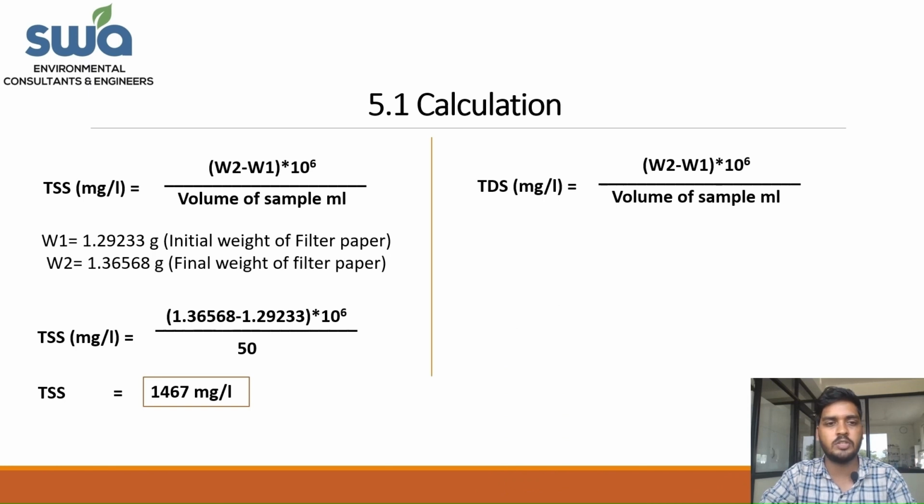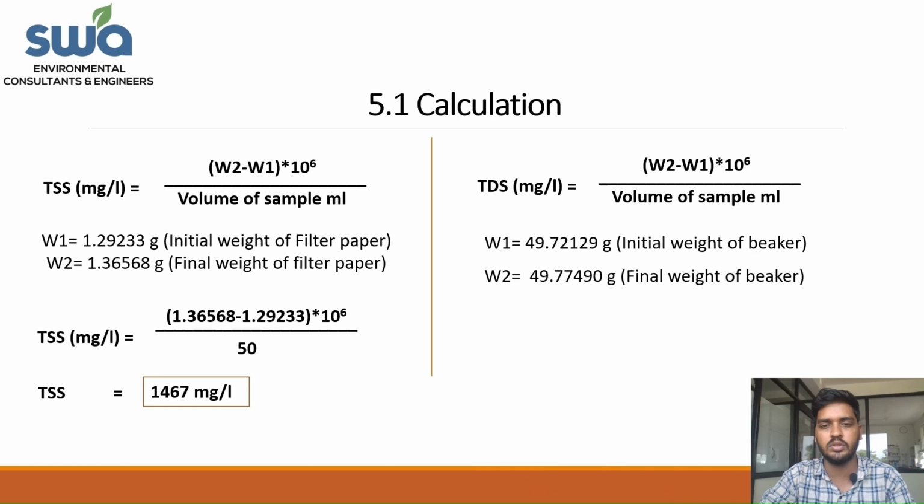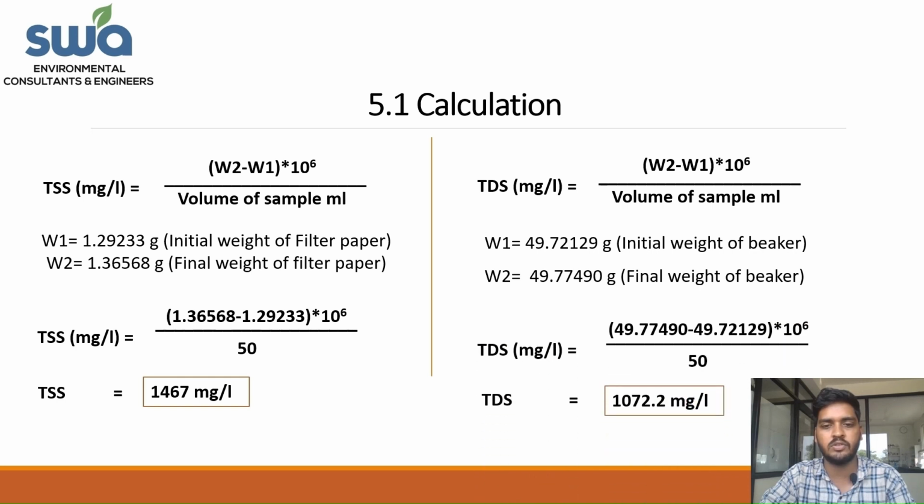The same formula applies to TDS also: (W2 minus W1) into 10 raised to 6 divided by the volume of sample taken. Here the W1 initial weight of the beaker was 49.72129 grams and the final weight was 49.77490 grams. If we apply the values to the formula, then the answer will be 1072.2 milligram per liter. So this was the calculation of TSS and TDS for the sample. With the help of these formulas, you can calculate the TSS and TDS.